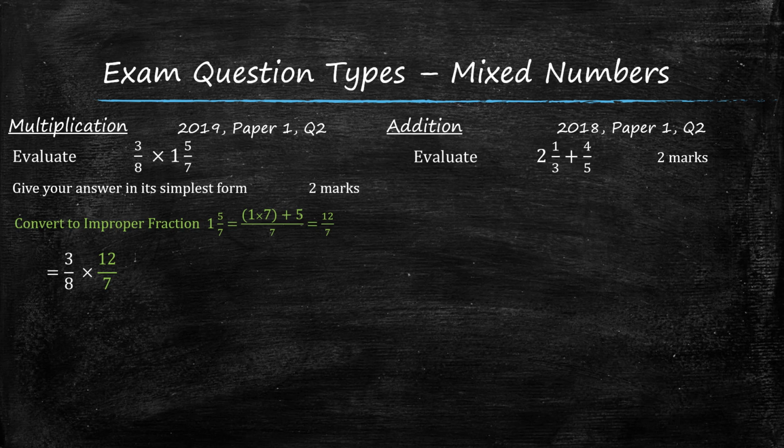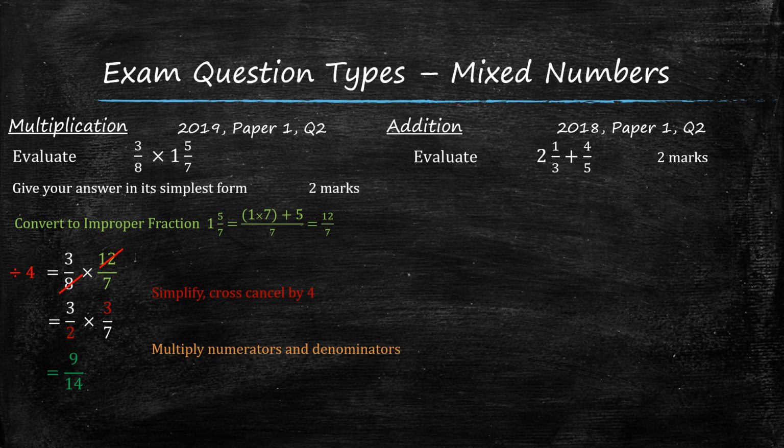Now the next thing we want to do is simplify our fractions where possible, as this will make our multiplication easier. So we can't simplify within the fractions, but we can simplify across fractions diagonally. We can divide the denominator of 8 on the left hand side and the numerator of 12 on the right hand side by 4. Our fractions then simplify down to 3/2 times 3/7. We can then multiply the numerators and the denominators, and this gives us 9/14 as our answer.